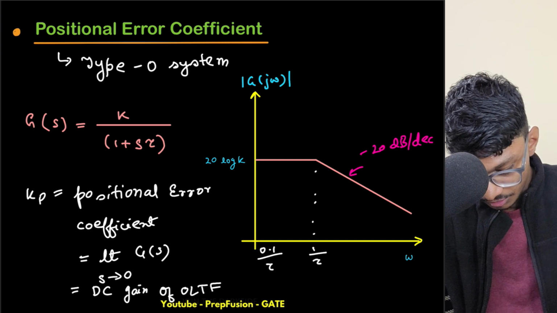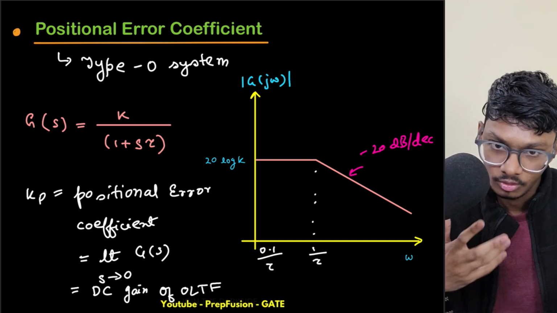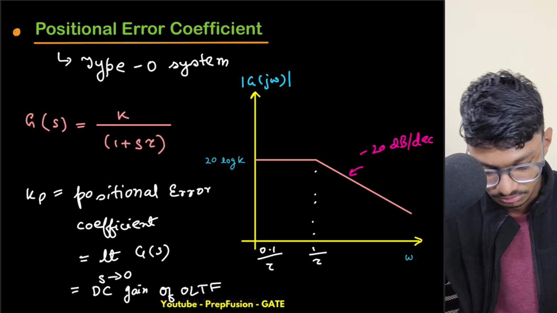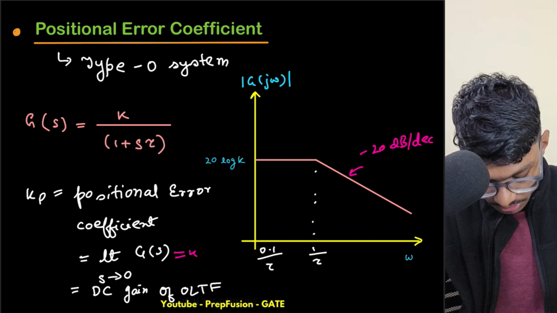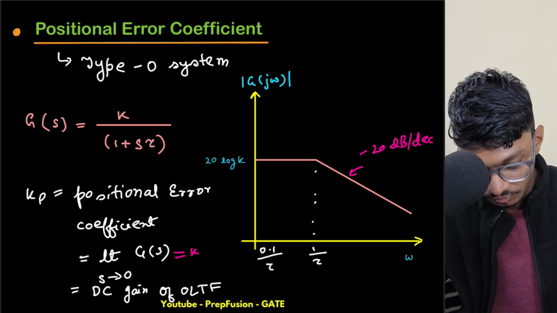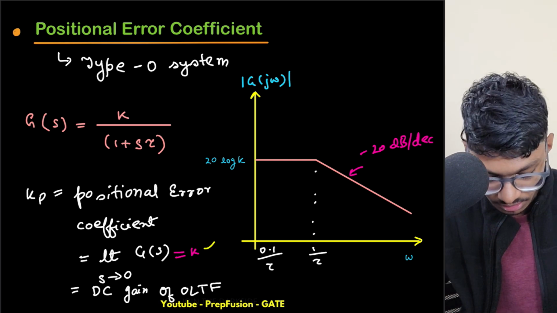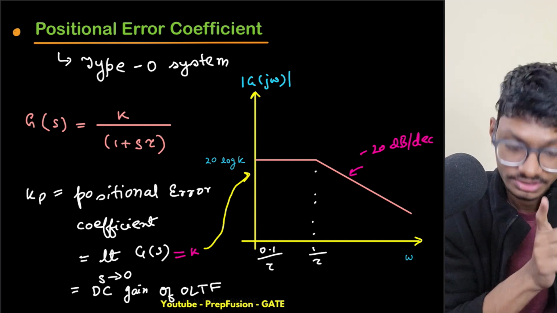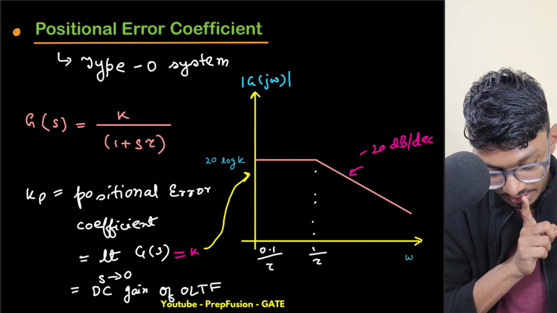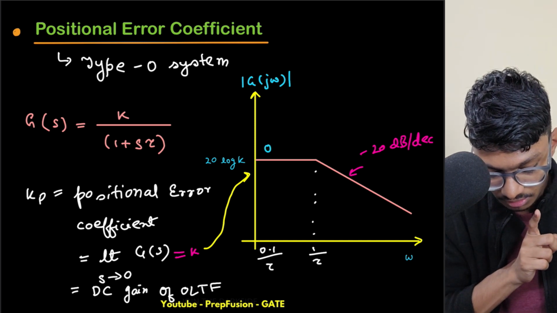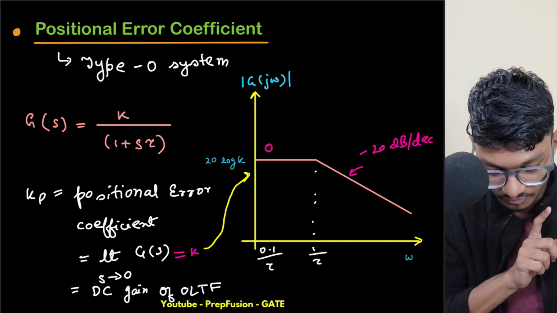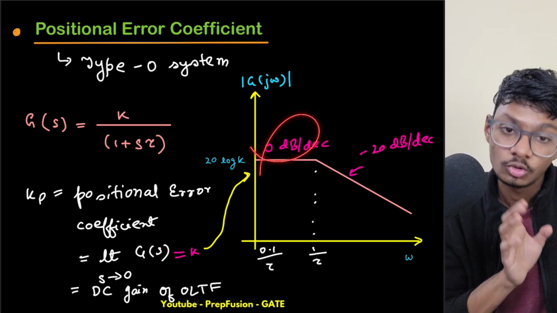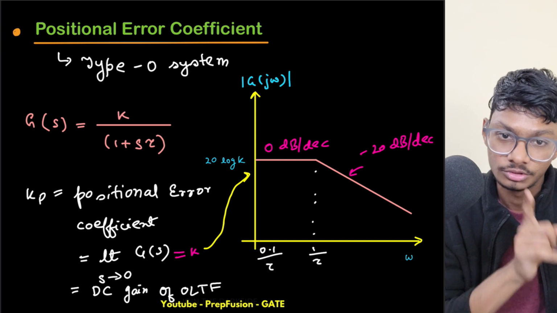So here the positional error coefficient, from the Bode plot, is 20 log k, and you have to convert it into normal scale. So here it is k, and k you can find from the Bode plot. If you want to find the positional error coefficient, you find it from here. Remember, if the initial slope is 0, then only you can find the positional error coefficient, else you won't be able to find it.